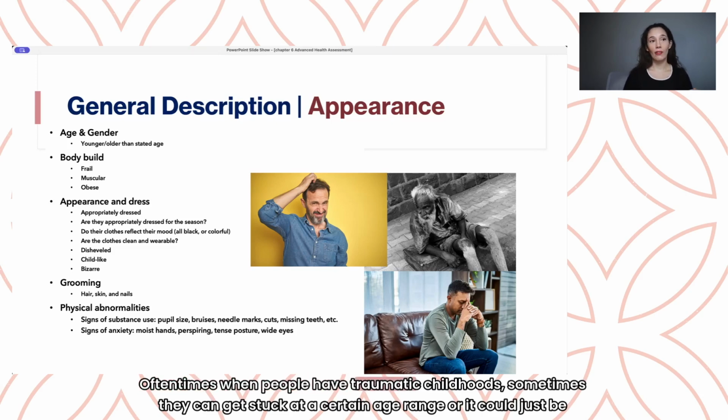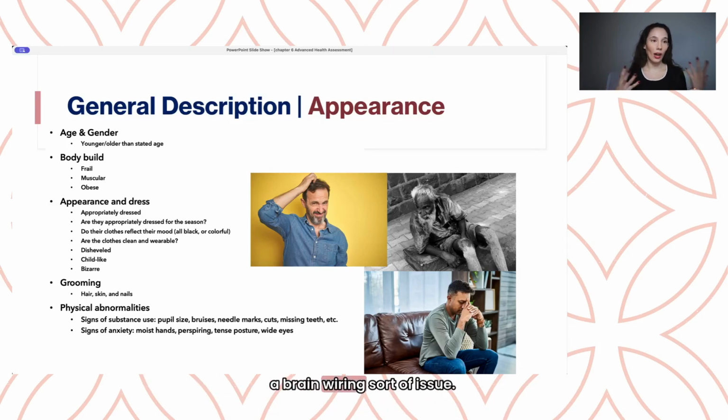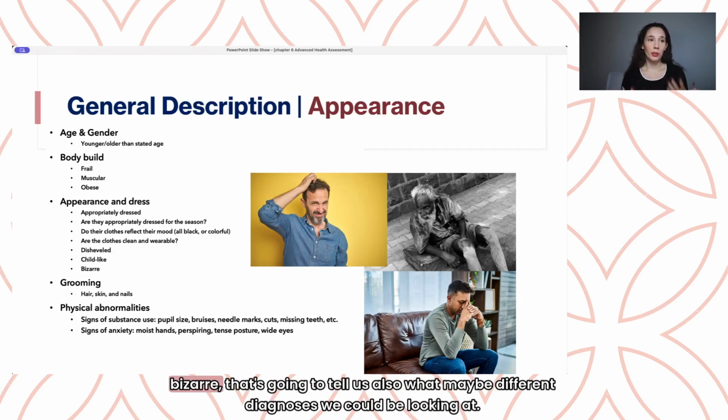Oftentimes when people have traumatic childhoods, sometimes they can get stuck at a certain age range, or it could just be a brain wiring sort of issue. Are they bizarre? That's going to tell us also what maybe different diagnoses we could be looking at.